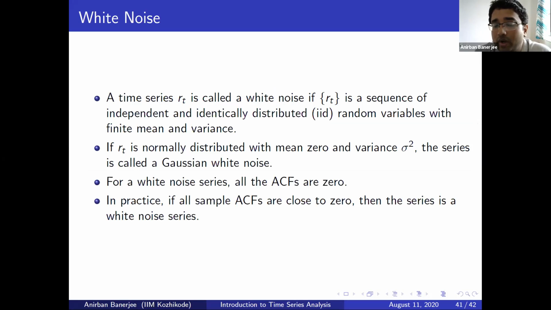So what does this mean? If r_t is normally distributed with mean 0 and variance sigma squared, this is called a Gaussian white noise series. What happens in that case? Why is this important for us? For a white noise series, all the ACFs are 0. So it seems that for the IBM returns data, all the ACFs were 0, right? Is that a white noise series in this case? It's possible. It is possible.